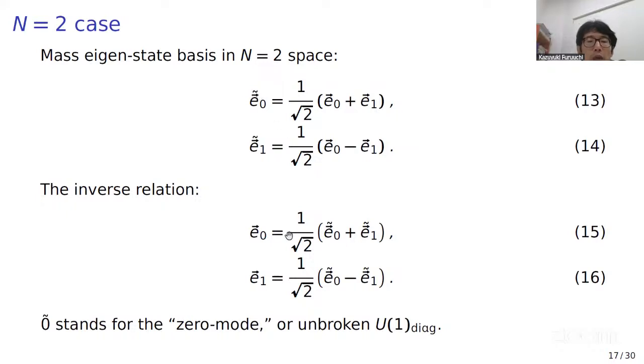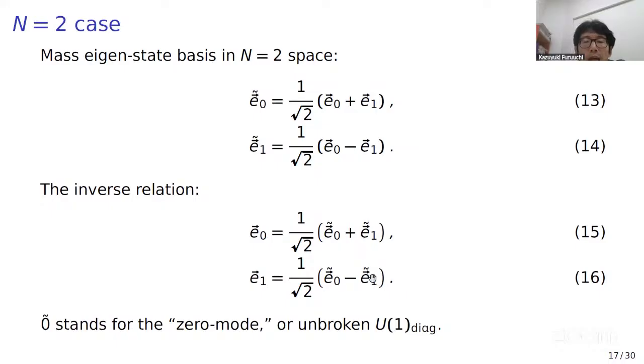And so the original lattice point vector, U1 0, has the diagonal part, the 0 mode, and the broken one. And U1 1 has the 0 mode and the broken charge with the opposite sign. So this is what I was telling.